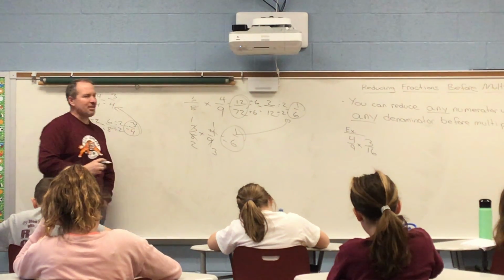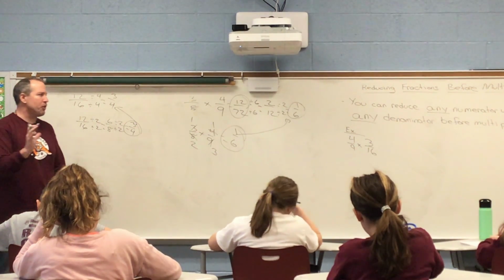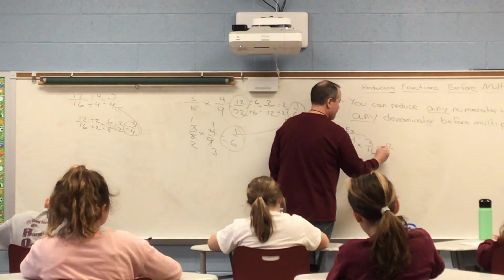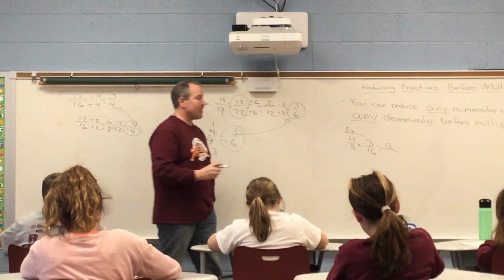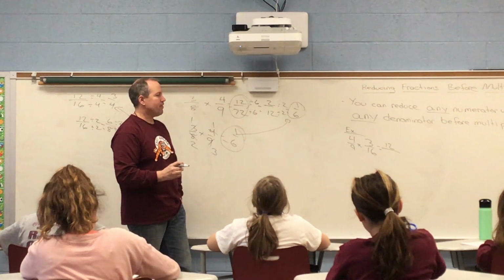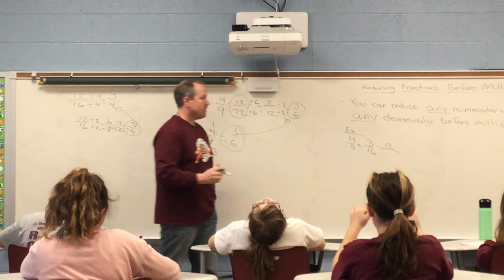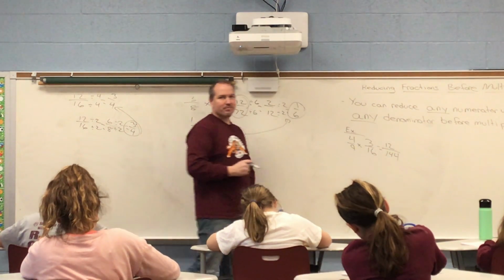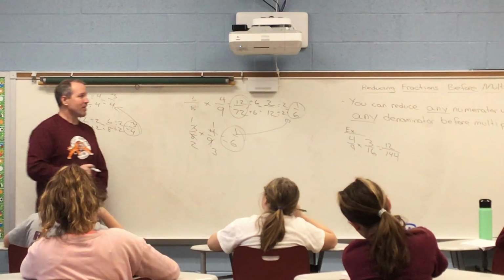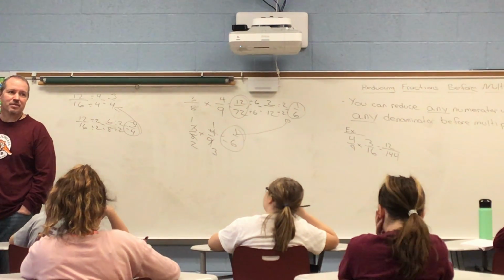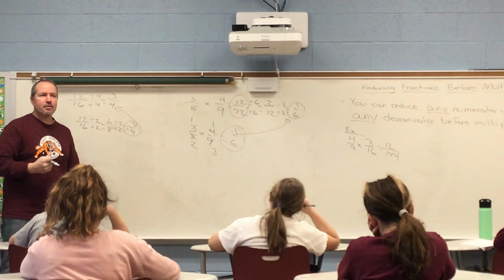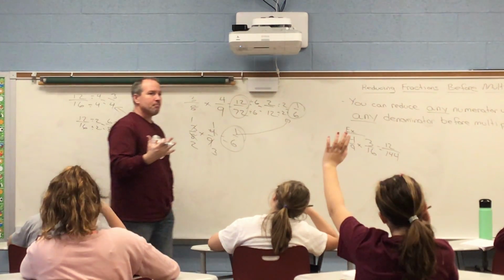Four ninths times 3/16. If we don't reduce it, 4 times 3 is 12. 9 times 16. If we do that, very good, 144. Now, you don't recognize what, we know they're both even, right? So we know we can divide them both by 2.